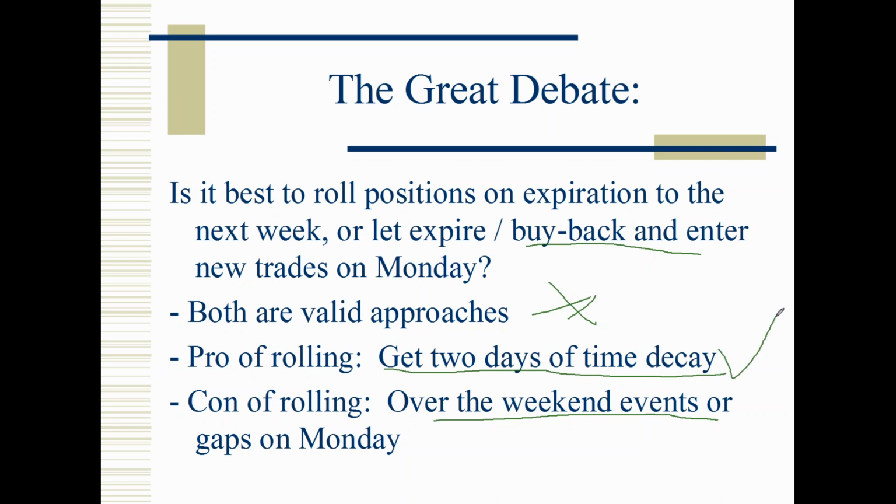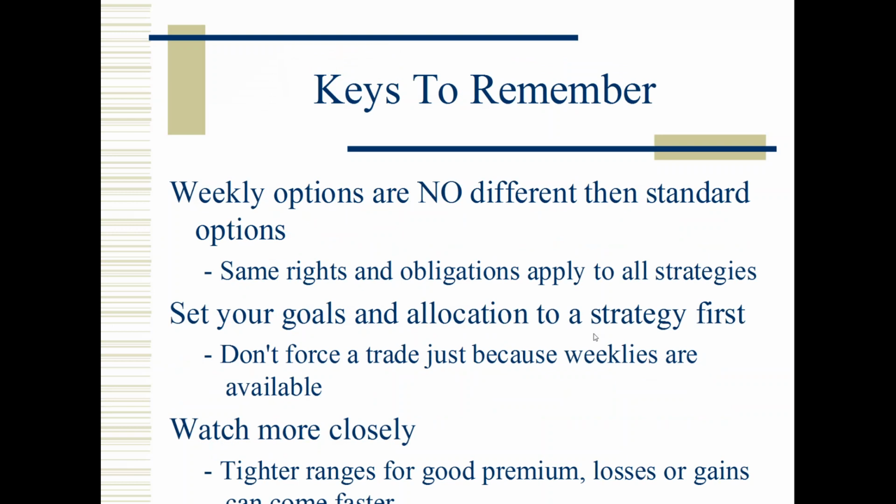Yes, I could get the 2 extra days of time decay, which is really relevant for these shorter-term trades, but at the same time, I don't want to take the chance of a sudden gap one direction or the other, a complete change in market sentiment from an unexpected event over the weekend that could cause a position to lose. So I typically let expire or buy back and then enter the new trades on Monday. That's just personal preference for me because I don't want to hold that position over the weekend if I'm only generating 20 or 30 cents or so.